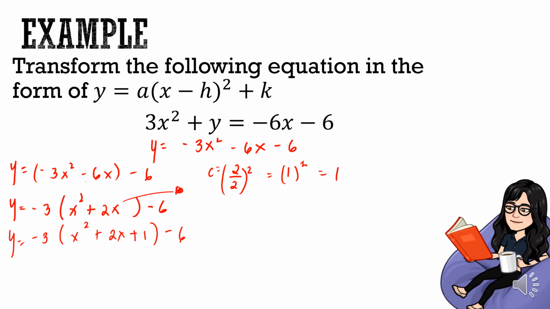The next step is to multiply the number outside the parentheses by our constant term, which is 1, and then add the inverse of that beside negative 6. So multiplying negative 3 by positive 1 will give us a product of negative 3, and add the inverse of that, which is positive 3. So we have y equals negative 3 times the quantity x squared plus 2x plus 1, minus 6 plus 3.